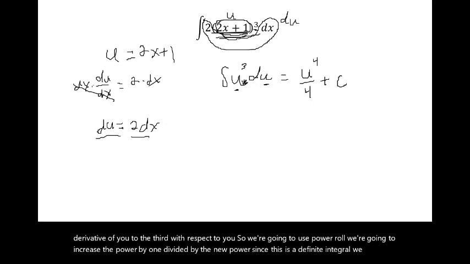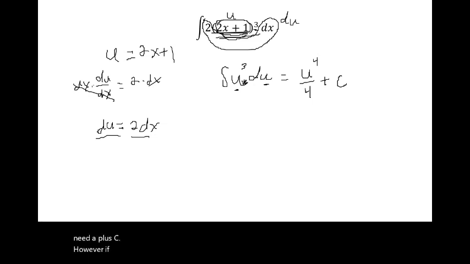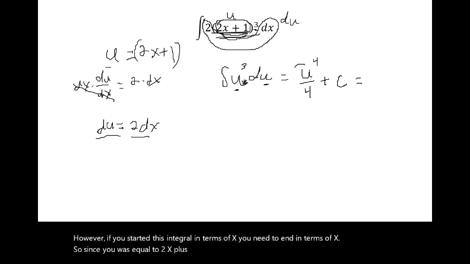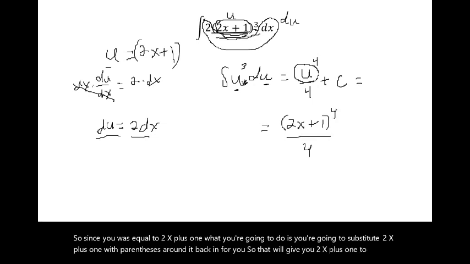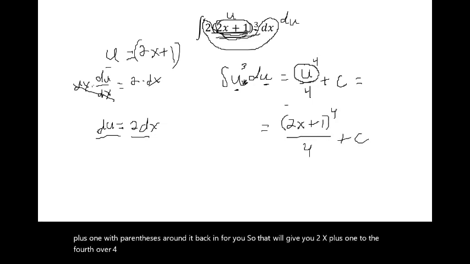However, if you started this integral in terms of x, you need to end in terms of x. So since u is equal to 2x plus 1, what you're going to do is substitute 2x plus 1 with parentheses around it back in for u. So that will give you (2x plus 1) to the fourth over 4 plus c. And then that is going to be your final integral.